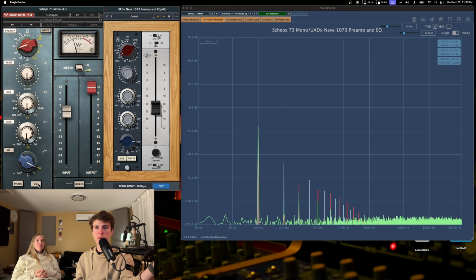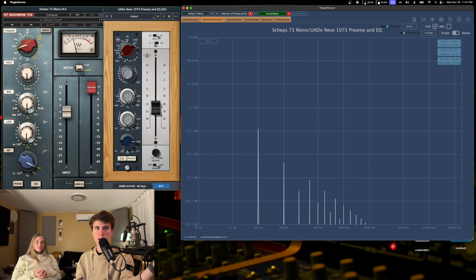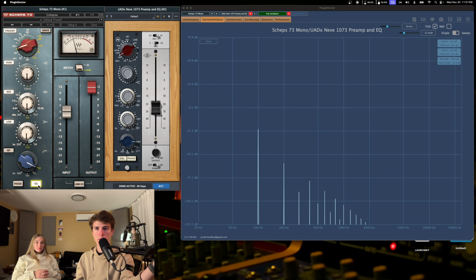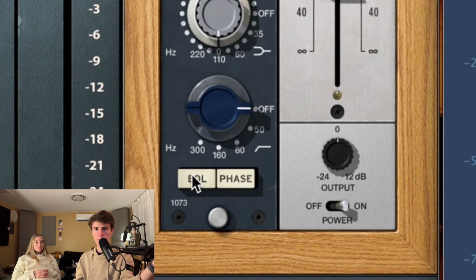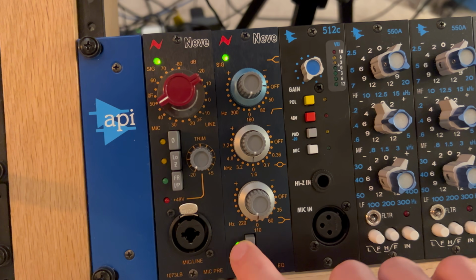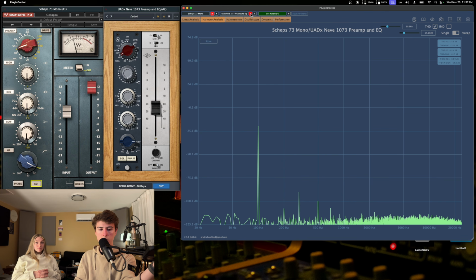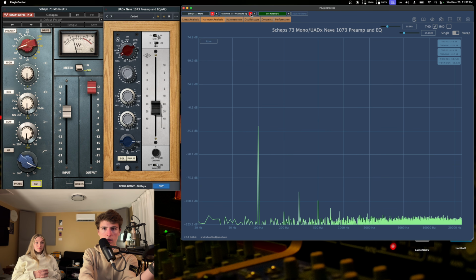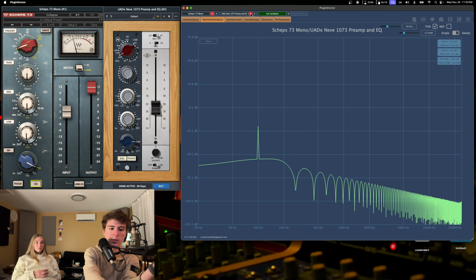Let's switch in the Waves, see if it changes anything. Doesn't really seem to change much. Okay, let's try the UAD. Not much has changed. Okay, hardware. Nothing much going on. Doesn't seem to really affect it.